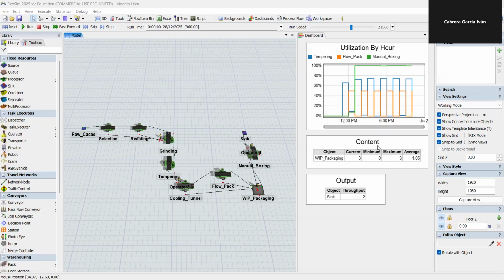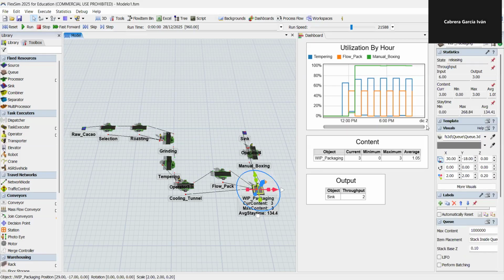Additionally, the average stay time in this buffer is 134.31 minutes, like we can see here. This is indicating prolonged waiting times caused by the bottleneck.